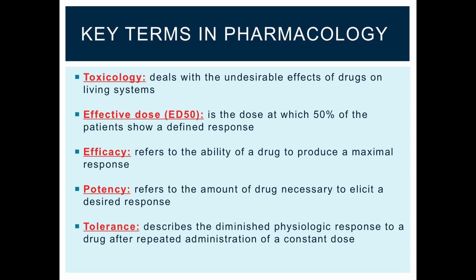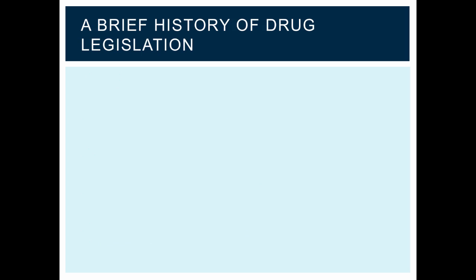Finally, we have tolerance. Tolerance describes the diminished physiologic response to a drug after repeated administration of a constant dose. I'm going to start off by taking a few minutes to talk about the history of drug legislation and drug regulation in the United States.